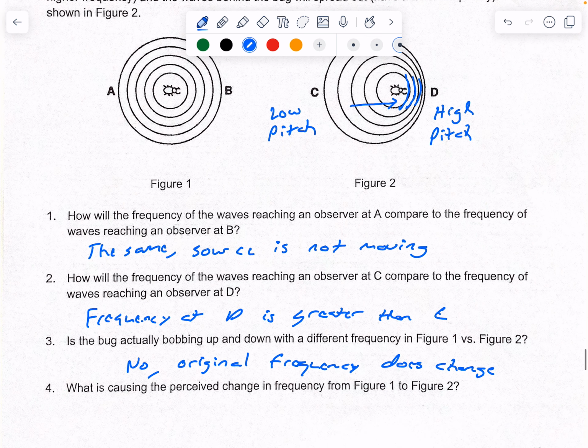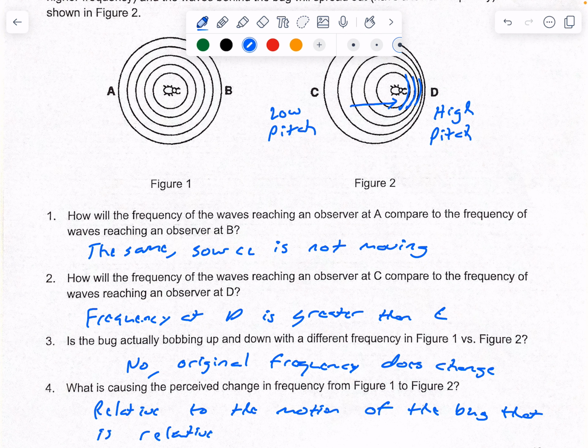So what is causing the perceived change in frequency from figure 1 to figure 2? It is all relative to the motion of the bug, relative to the observer. That basically means D is going to perceive a different pitch than C because its position is different relative to the bug, and it's also determined by the motion of the bug in relation to the observers. So that is your Doppler effect.